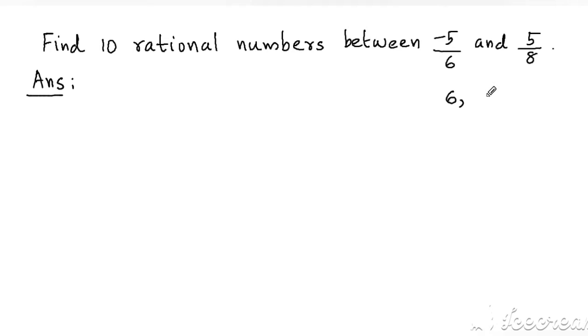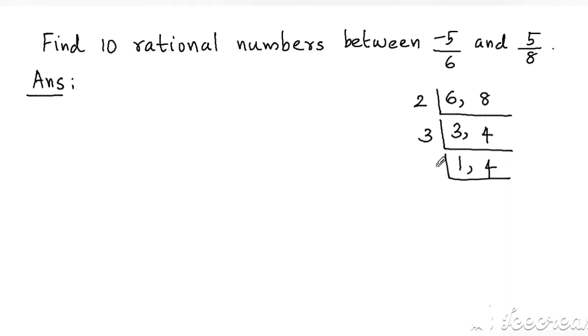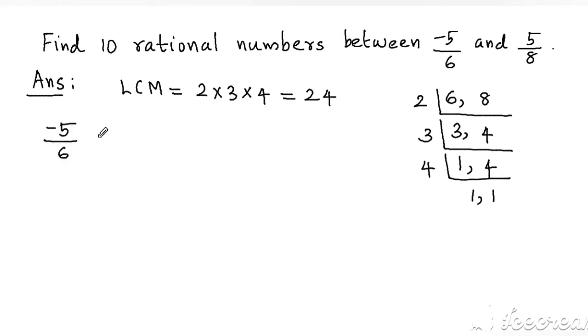So write 6 and 8, and we can see they are divisible by 2. 6 divided by 2 is 3 and 8 divided by 2 is 4. Then 3 is divisible by 3, so write 3. Then 3 divided by 3 is 1 and 4 is not divisible, so you can write 4 there. Then 4 is divisible by 4, so you will obtain 1 and 1. Then LCM equals 2 times 3 times 4, which is equal to 6 times 4, that means 24.